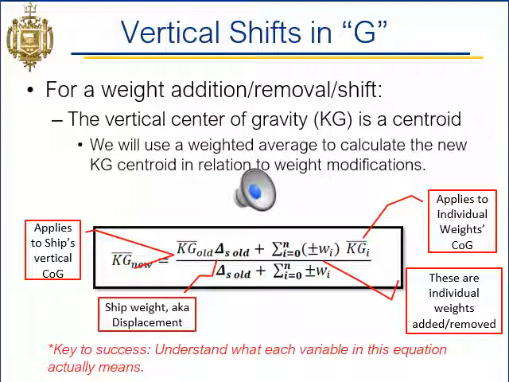And then the denominator is, again, the old ship displacement plus the weights that you add, subtract, or shift. And so the WI term is always positive if you're adding weight. It's negative if you're removing a weight. And if you're shifting a weight, then the best way to do it is to treat it as a weight removal and a weight addition. So first remove the weight from its original location and then add the weight back in to its new location.